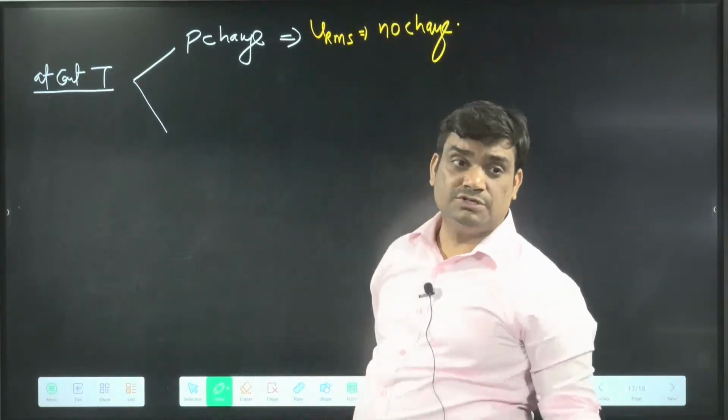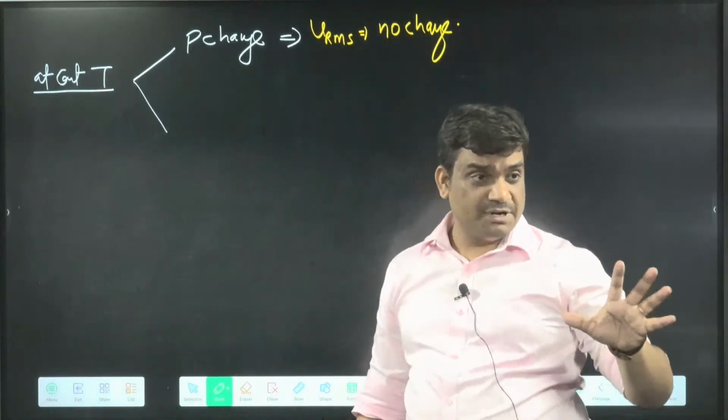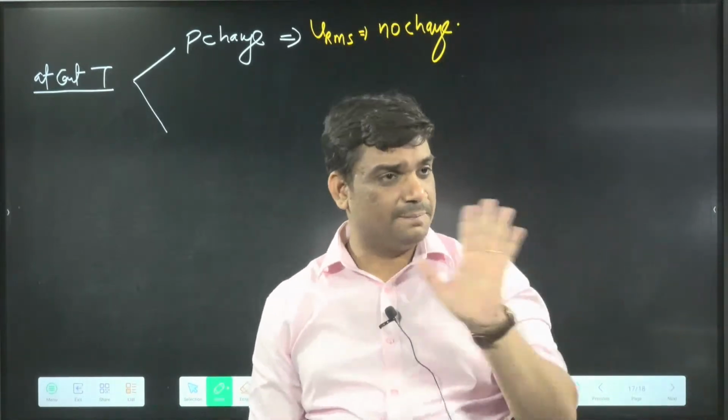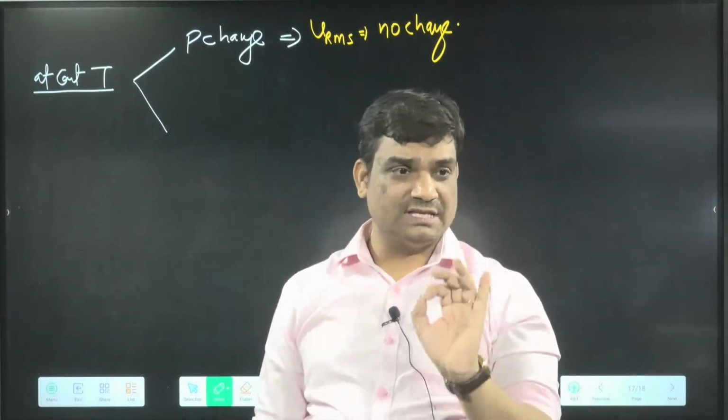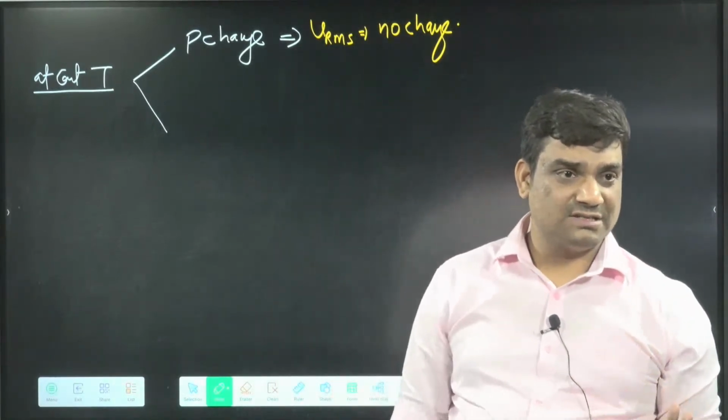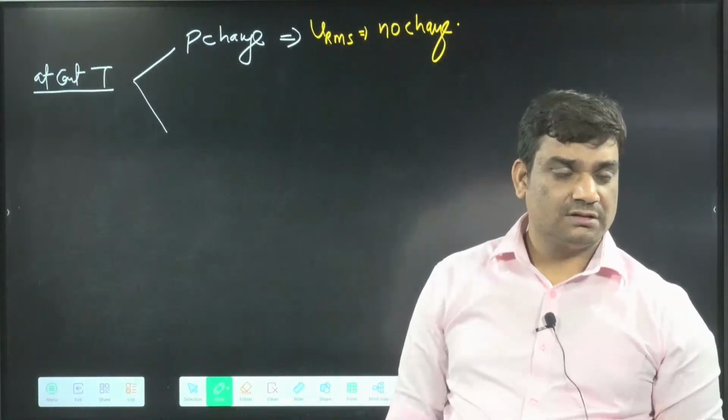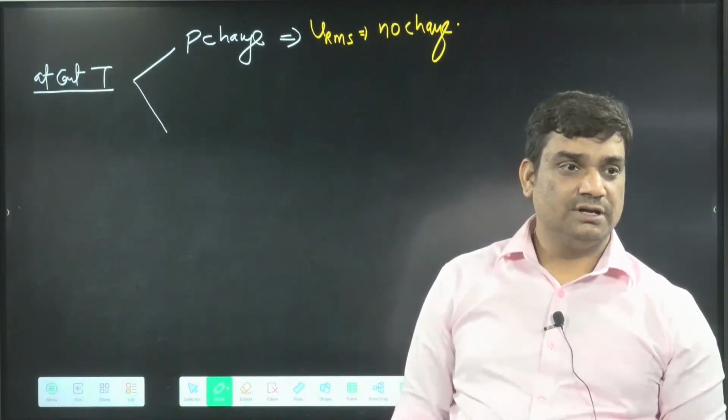You will say, sir, no change. Why no change? Temperature is constant, so we can say VRMS is constant. Okay, temperature constant, VRMS constant. Now we can say clearly, for a given gas, if density is constant, then VRMS is proportional to pressure.